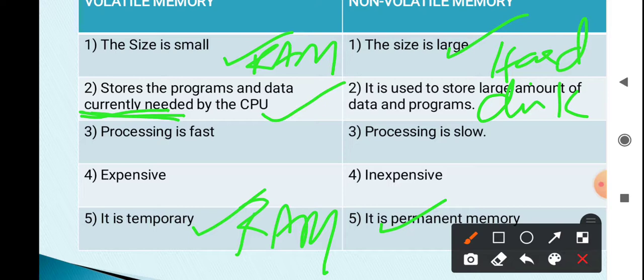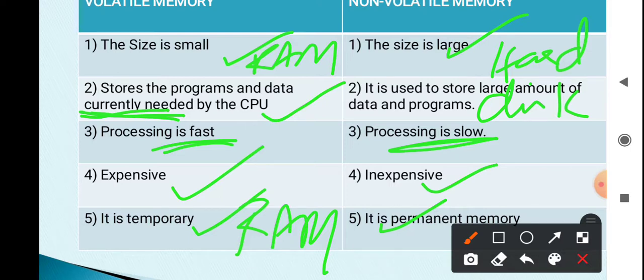Volatile memory's processing speed is very fast, but non-volatile memory's processing speed is slow. Volatile memory is very expensive, whereas non-volatile memory is not as expensive. Expensive in the sense of more cost. Non-volatile memory is also expensive, but compared to volatile memory, it is not so costly. Okay, so these are the differences.